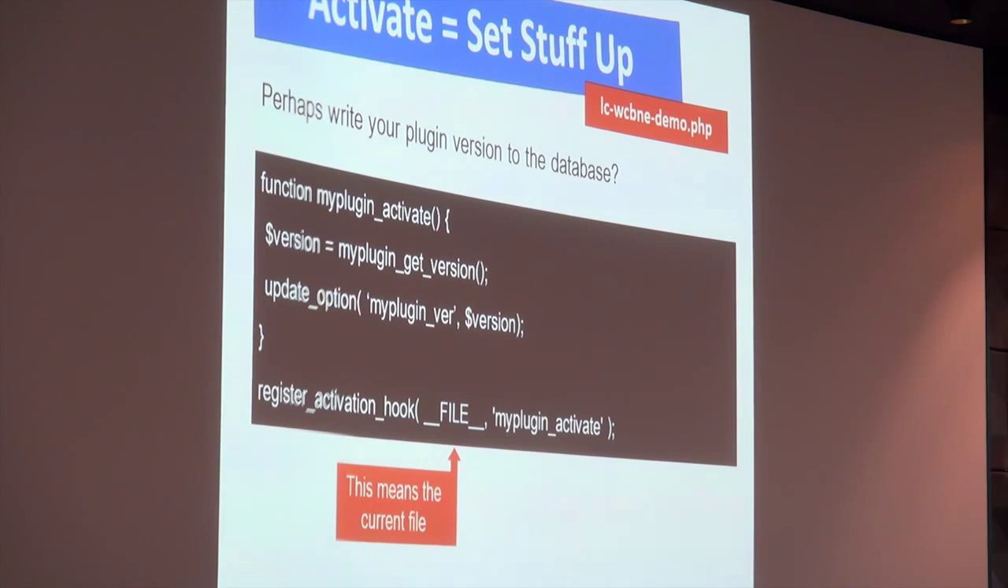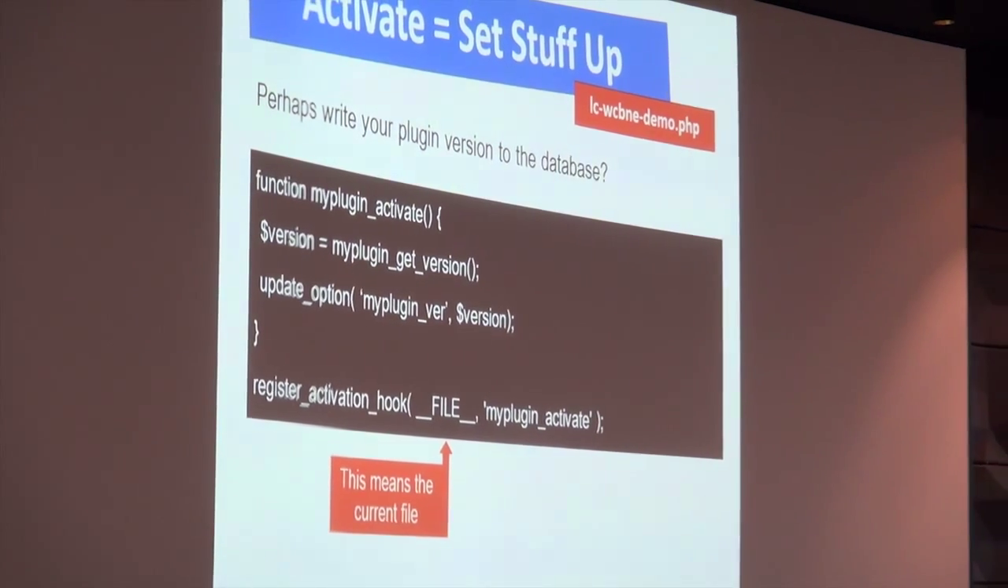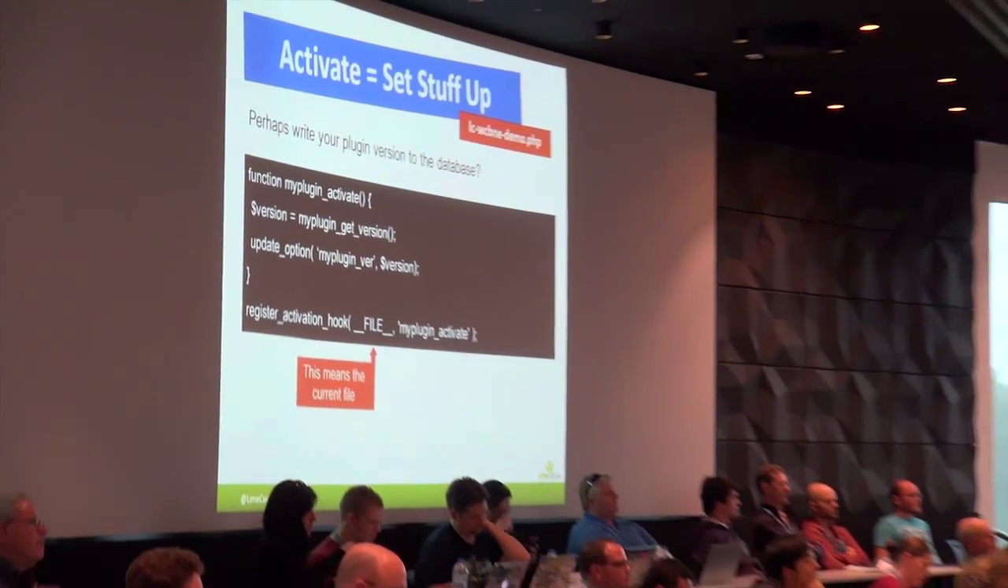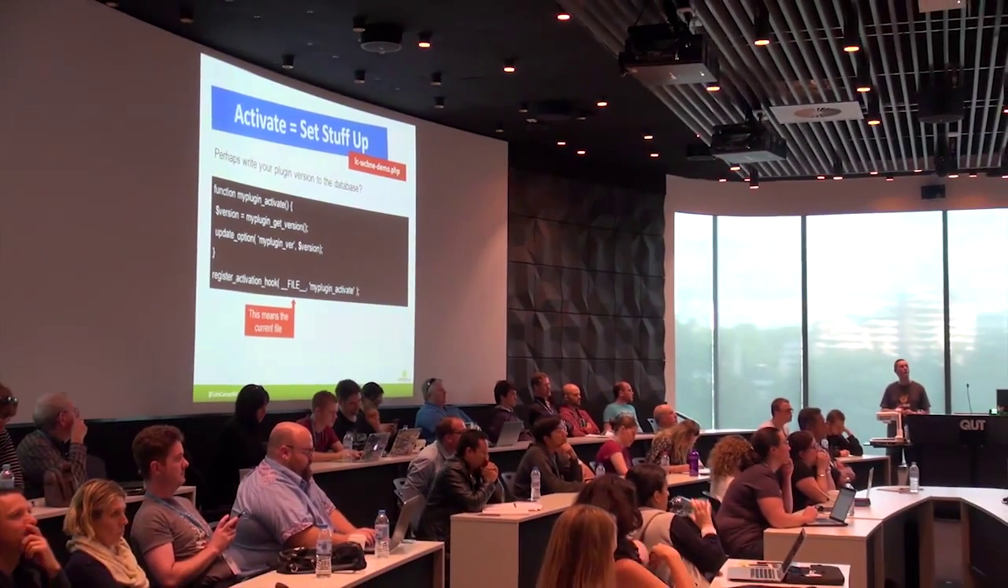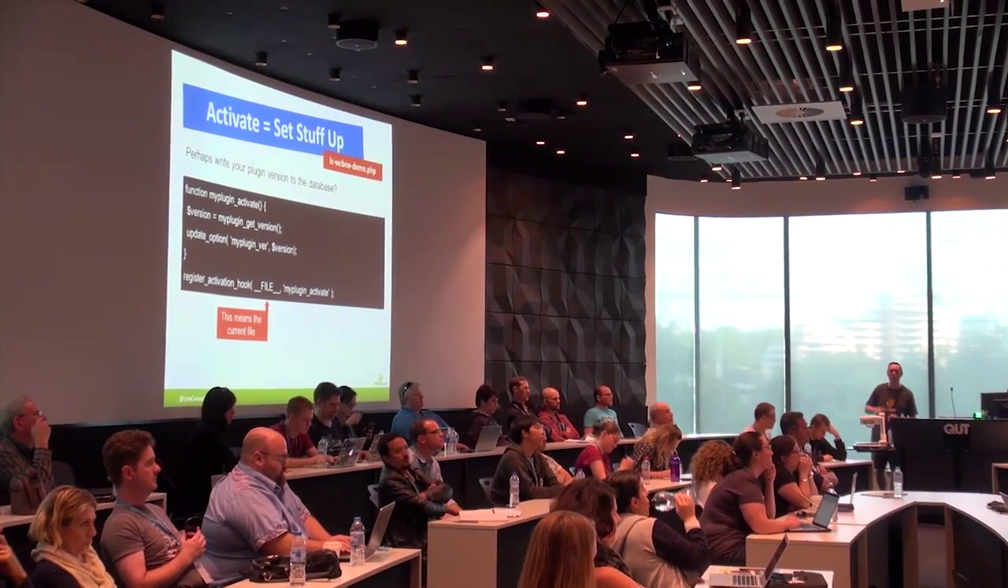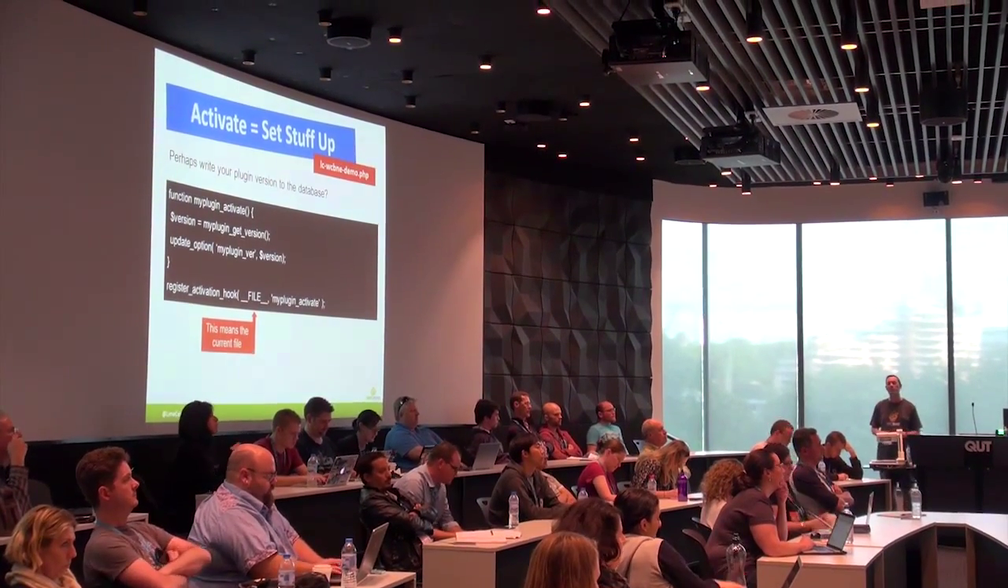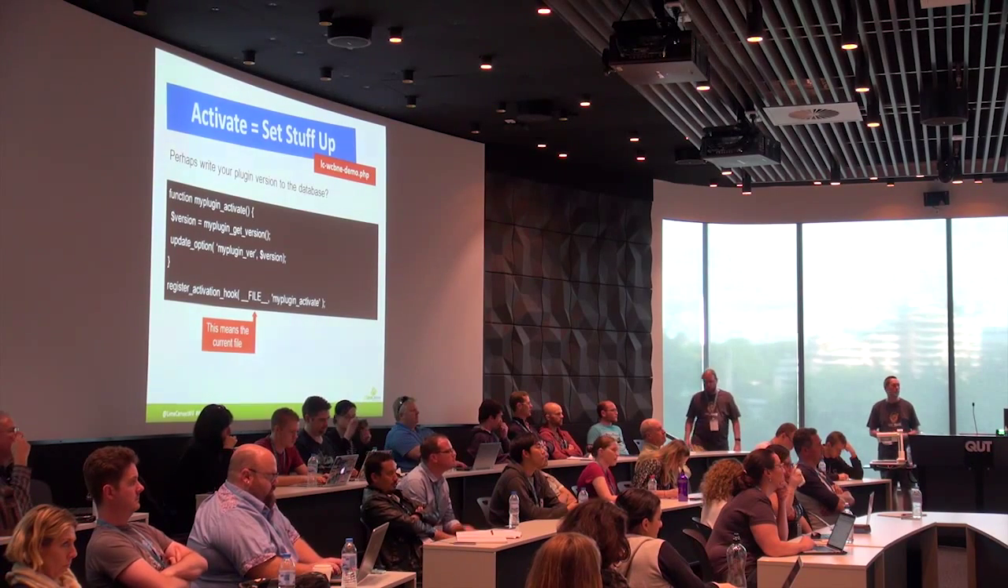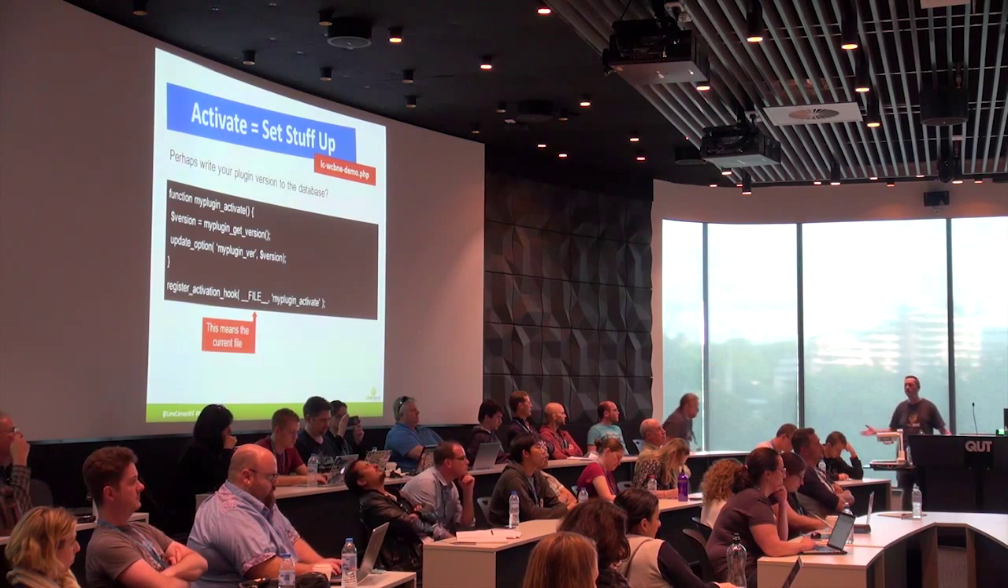We'll go to the bottom, register_activation_hook, __FILE__, and that's a PHP thing, and it just means the current file, which is lc-wcbne-demo.php. So it's telling WordPress to look at that file. When it's activated, then run your function, which is myPlugin_activate. And it's very simple. All it's doing here is getting a $version from myPlugin_get_version, which is a function that you've defined somewhere else, and then it's updating the database with that version. So activate, you set stuff up.